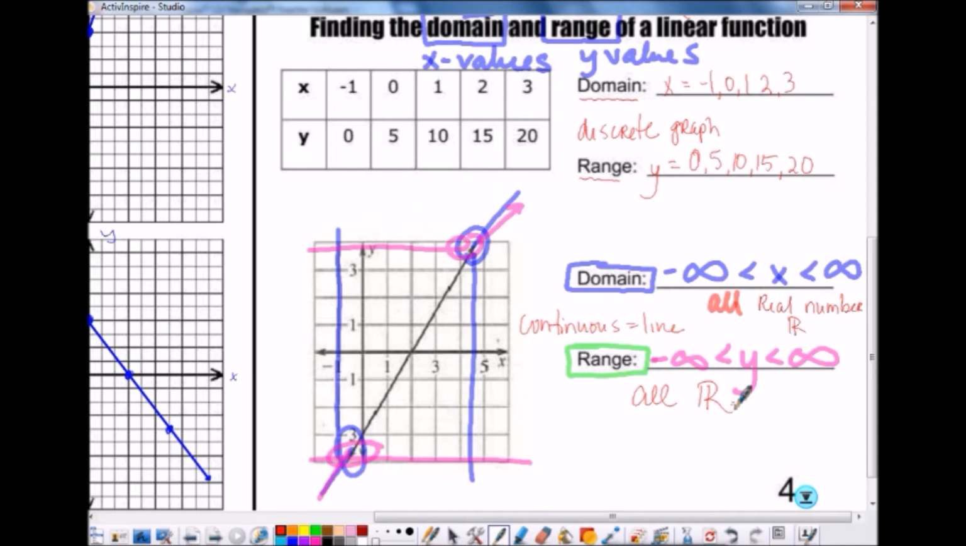Congratulations! We now know how to find each specific point and also to find the domain and the range of a linear function.